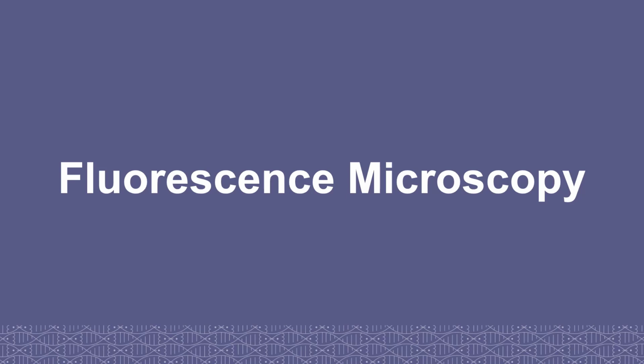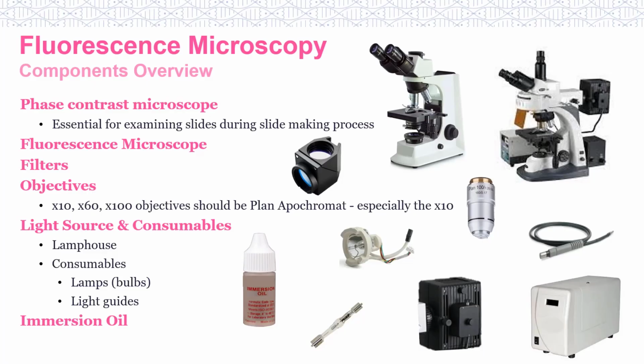Now that we have recapped FISH's different benefits and applications, let's explore a bit more about fluorescence microscopy. To analyze your FISH slides, it is essential to have the following components. First, you will need a phase contrast microscope to examine your prepared slides for quality and cellularity before applying the FISH probe. This microscope is usually placed in the specimen preparation room or wet lab area.